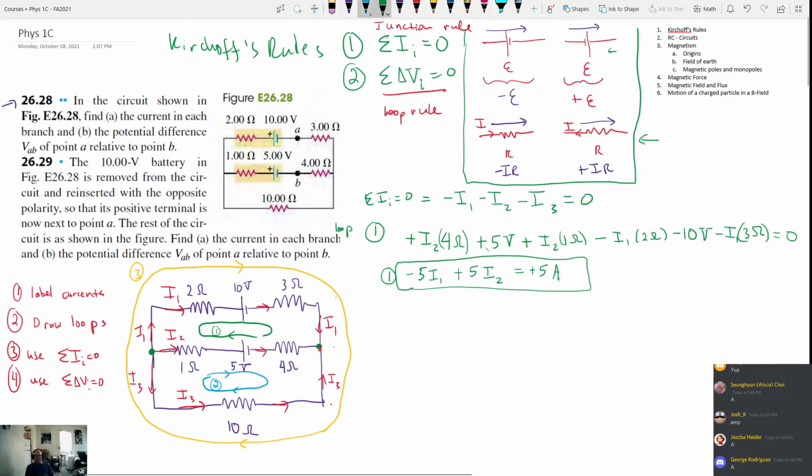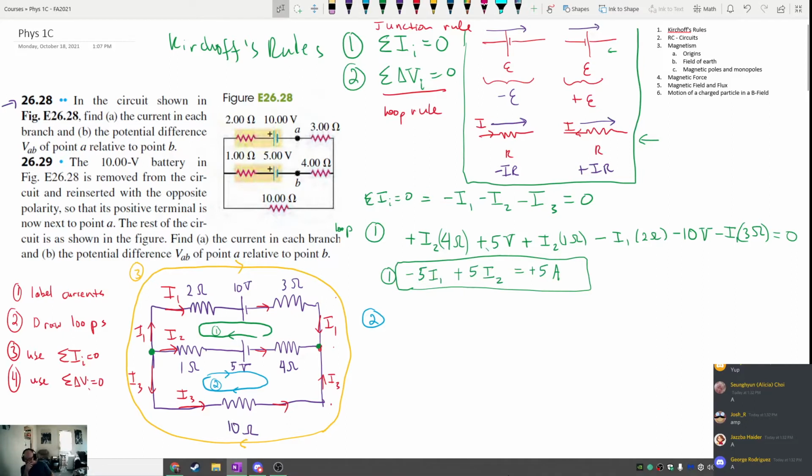Okay, let's do number 2. Okay, I did that one. Why don't you all take some time and do it yourself? I'm going to give you not much time. I'm going to give you like 2 minutes. Go. Write down the loop rule for loop 2.